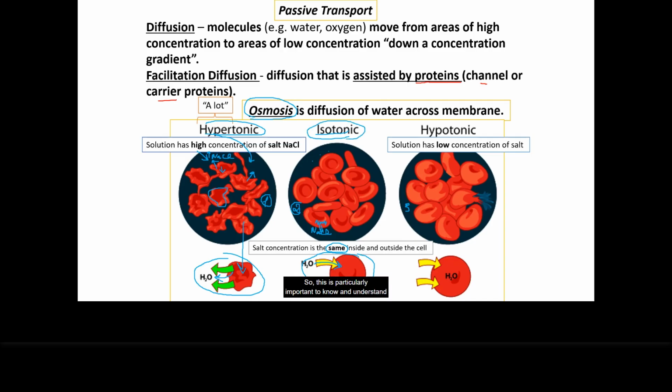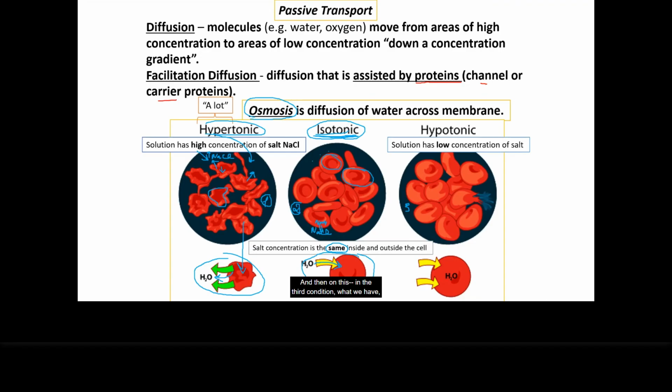So this is particularly important to know and understand when somebody is introducing an IV, for example, to a patient. Any solution which is introduced into the body needs to be isotonic to the blood, with the same concentrations, the same osmolarity. So when we introduce this solution, we will not break our red blood cells. It needs to be isotonic so our cells will not be damaged.